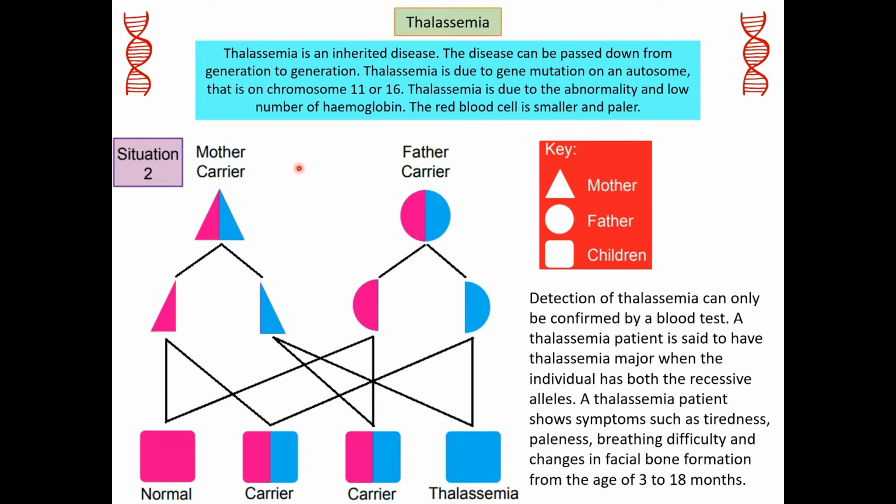Situation number 2, the mother is a carrier and the father is also a carrier. So these are the gametes. One of the gametes carries one recessive allele. So when we cross the normal allele with the normal allele, the child is normal. But when we cross the normal allele with the recessive allele, the child is a carrier, and this one is also a carrier. But when both alleles are recessive, the child has thalassemia.